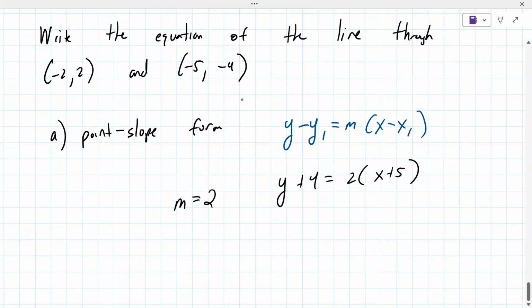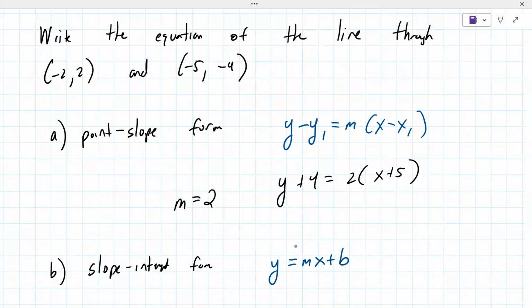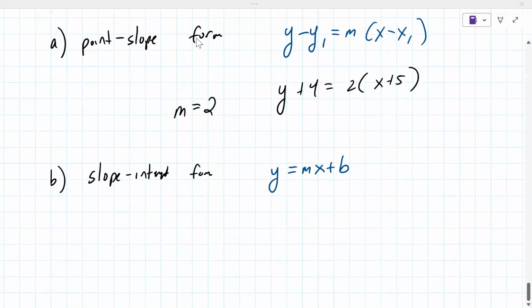Yes. Okay, so for part B, what I want you to do is put this into slope intercept form, which, as we've talked about, means you're solving for y. It's y equals mx plus b. Oh, I already did that. Okay, what do you have for that answer? Got y equals 2x plus 6.